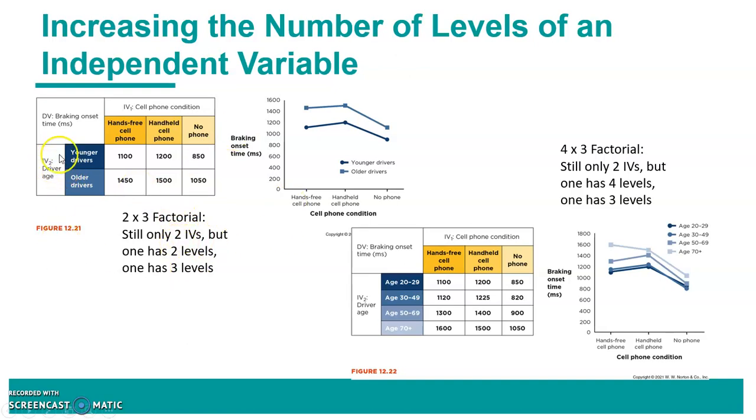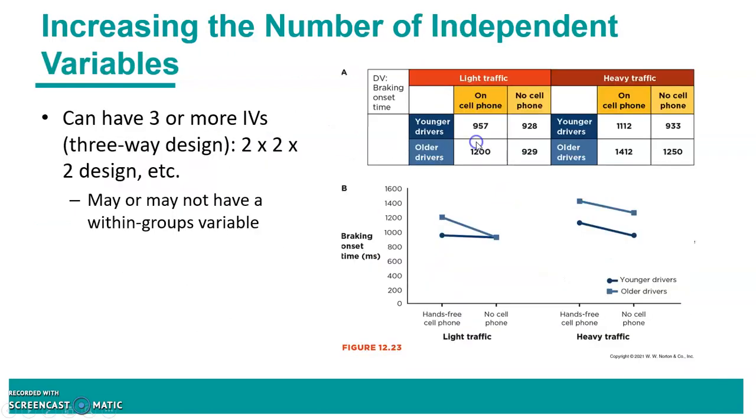Okay, so you've got IV1, cell phone condition. You have a hands-free cell phone, a handheld cell phone, and then no phone. And then you have an IV2, younger drivers and older drivers. Okay, so IV2 has 2 levels, IV1 has 3, 2x3. Here you've got 3x4 or 4x3. Okay, cell phone condition still has 3 levels, but now you've divided up the drivers into these different age ranges. Okay, so driver age now has 4 levels. Okay. You can still investigate main effects and interactions with these 2.